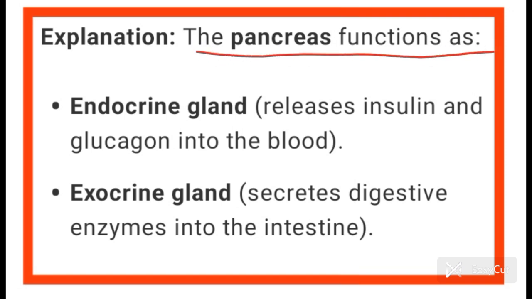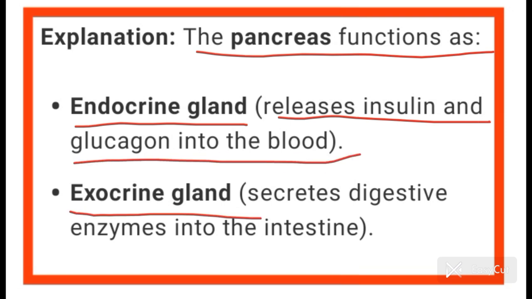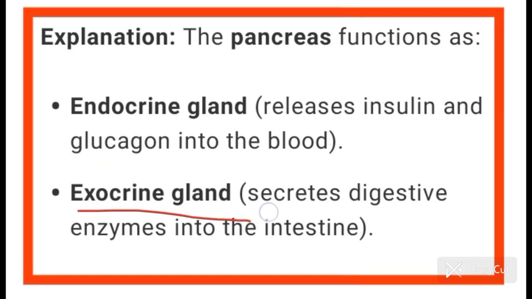The pancreas functions as an endocrine gland. It releases insulin and glucagon into the blood. As an exocrine gland, it secretes digestive enzymes into the intestine.